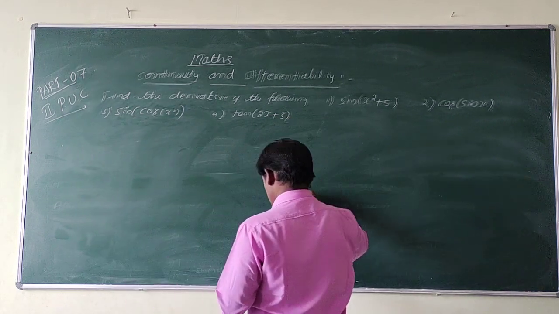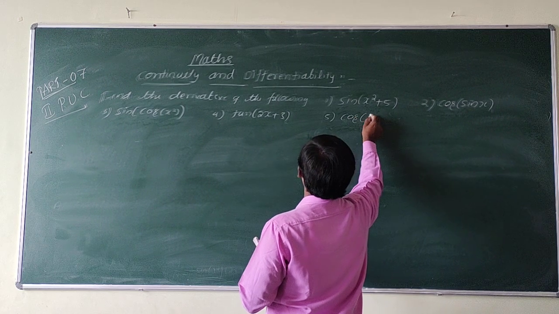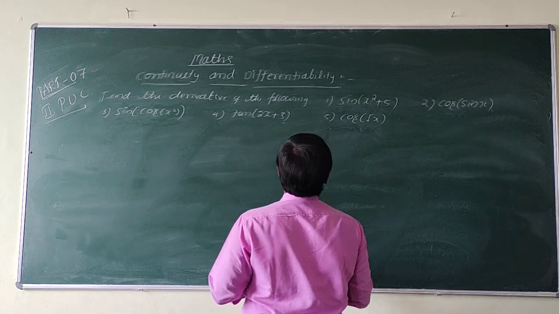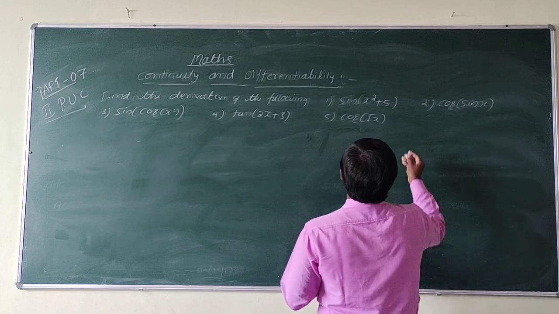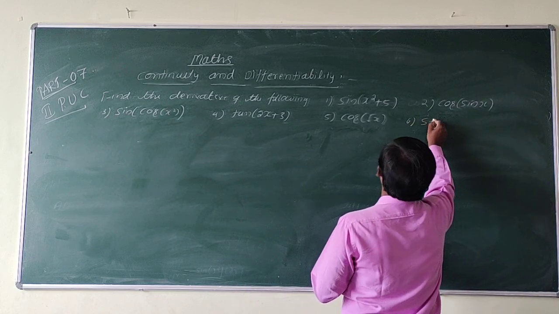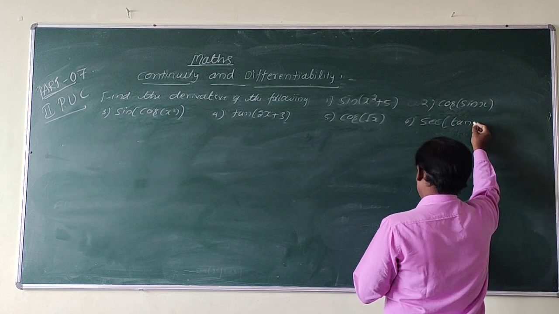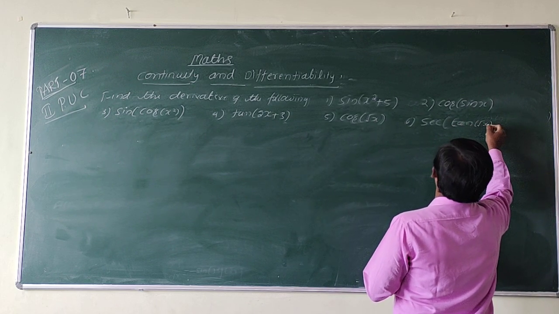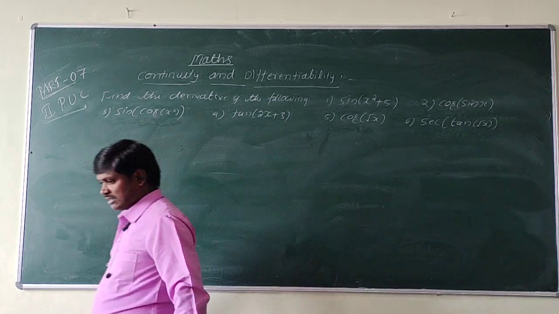And fifth one is cos of root x. And the sixth one is secant of tan of root x. That is the question.